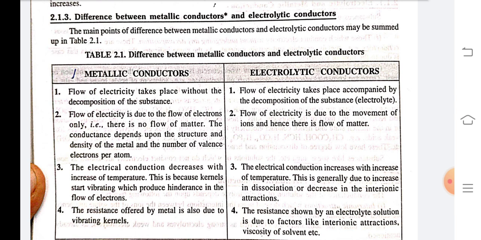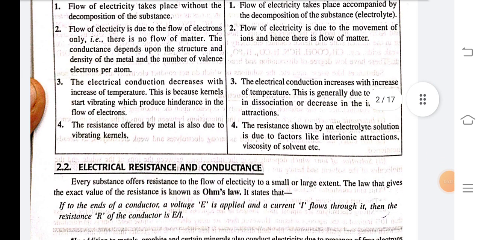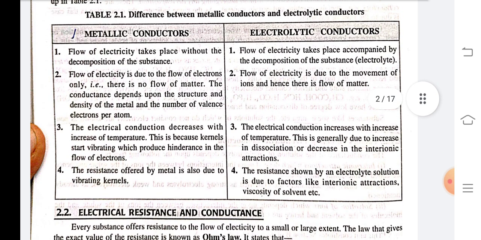In metallic conductors, the electrical conduction decreases with increase of temperature. This is because kernels start vibrating, which produces hindrance in the flow of electrons. In electrolytic conductors, the electrical conduction increases with increase of temperature. This is generally due to increase in dissociation or decrease in the interionic attractions. In metallic conductors, the resistance offered by metals is also due to vibrating kernels. In electrolytic conductors, the resistance shown by an electrolyte solution is due to factors like interionic attractions, viscosity of solvent, etc.